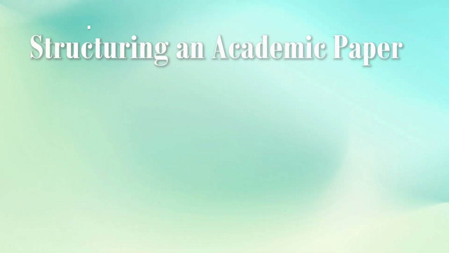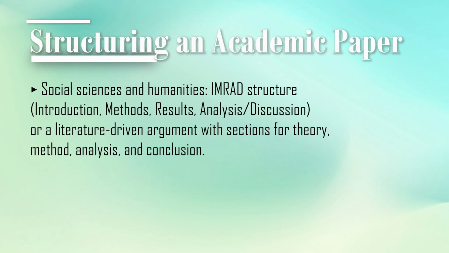Let us take a look at a basic structure of an academic paper. In social sciences and humanities, the IMRAD structure, very commonly known as IMRAD, is used. What is an IMRAD? Introduction, methods, results, analysis and discussion, or a literature-driven argument with sections for theory, method, analysis and conclusion. This is a standard structure of a research article.